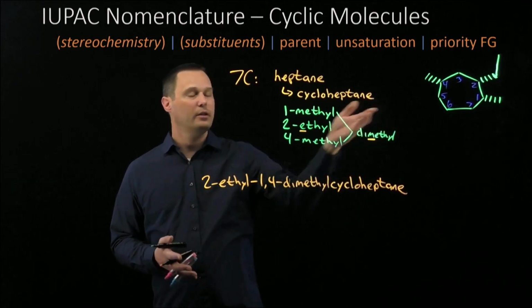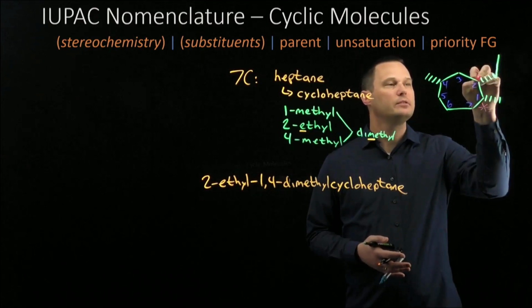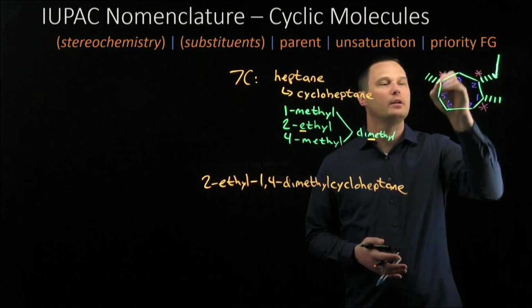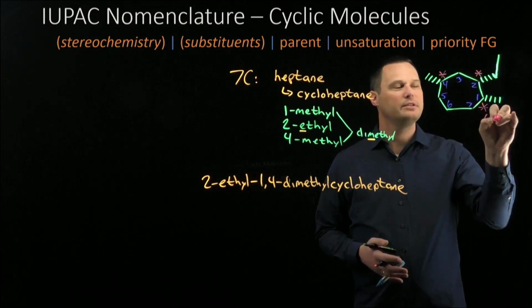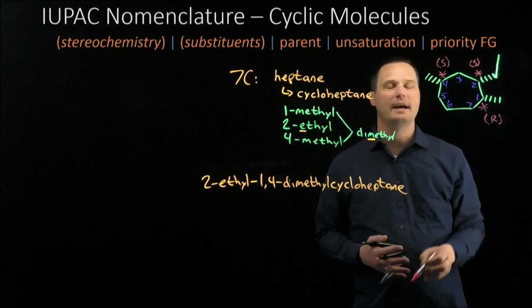Finally, we glance through the molecule and account for any stereochemistry in the molecule. This molecule has 3 chiral centers, carbon 1, carbon 2, and carbon 4. Carbon 1 is an R stereocenter, carbon 2 is an S stereocenter, and carbon 4 is an S stereocenter.